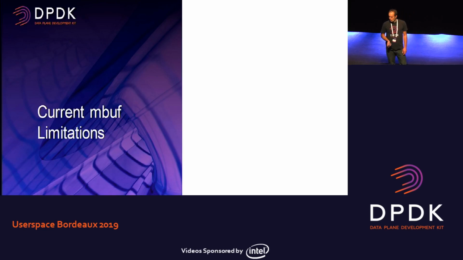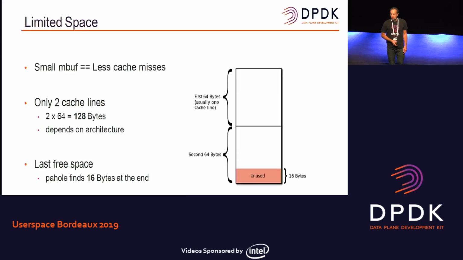Now, let's talk about why we want to talk today about mbuf. It's not because it's wonderful, but because there are some limitations. First limitation, the most important one: mbuf is very small. This is, at the same time, a limitation and a very good benefit, a very good design. Why? Because if you manage small buffers, you avoid having too many cache misses. If you avoid cache misses, you know you will get the best performance.